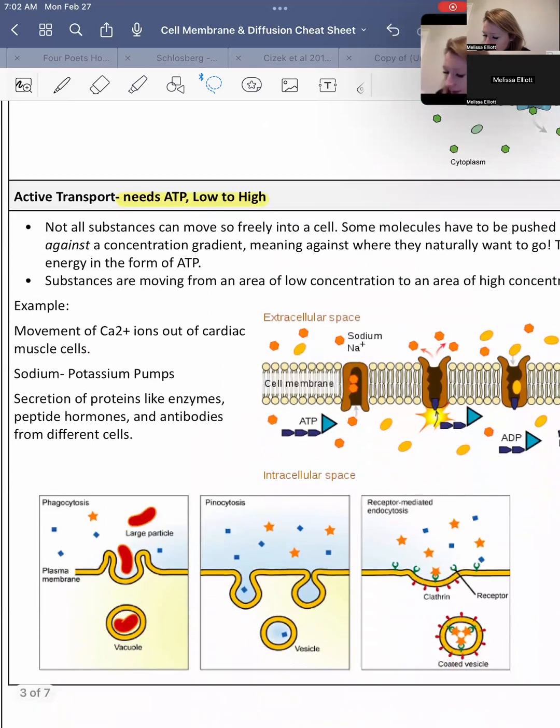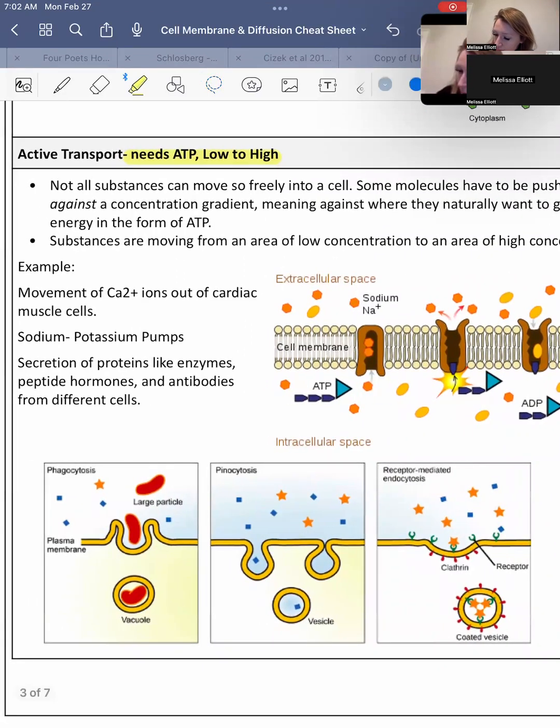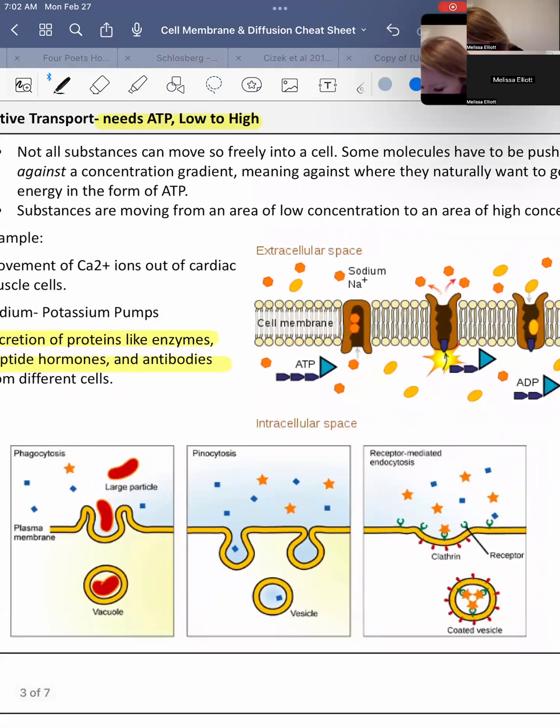And then, interestingly enough, when the cell is secreting proteins like enzymes, hormones, and antibodies, that is actually active transport. So we're going to just take a look at that so that we know what that looks like. So this here is going to be like that protein, like an enzyme. And so when we're moving it, in this instance, if we're moving it from an area of low to high, that's active transport.